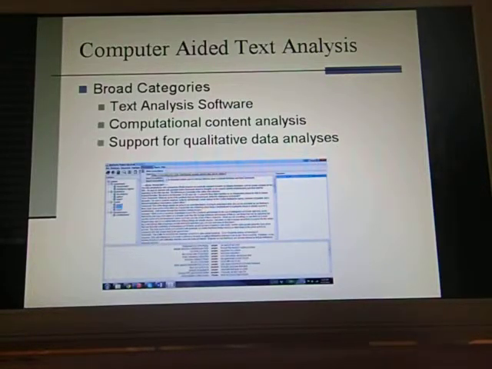Our second category is computational content analysis, and this embodies some kind of theory of meaning or model. In this we have coding dictionary approaches, statistical association approaches, semantic network approaches, and memetic approaches. Lastly, we have support for qualitative data analysis, which refers to software that enables single analysts to manage their interpretations of analytically relevant text segments, so they can manipulate text segments.